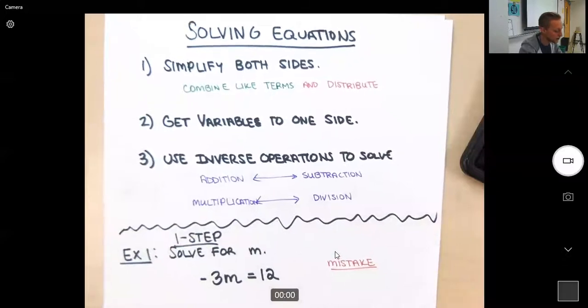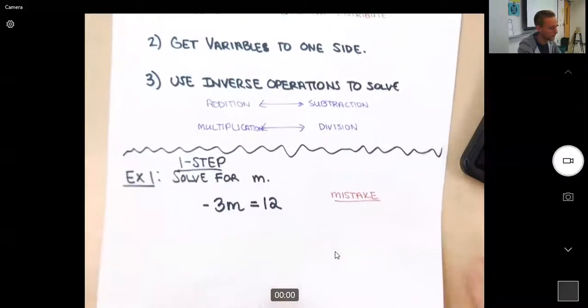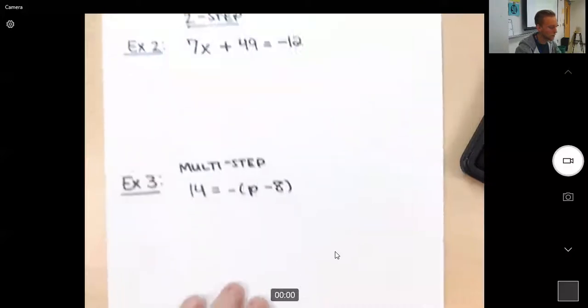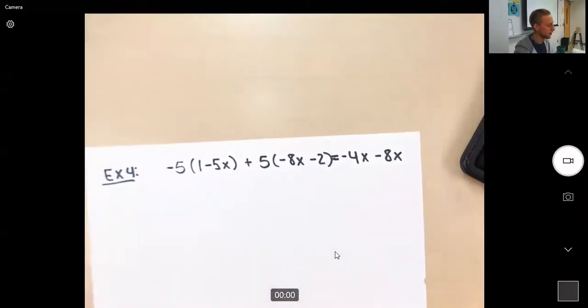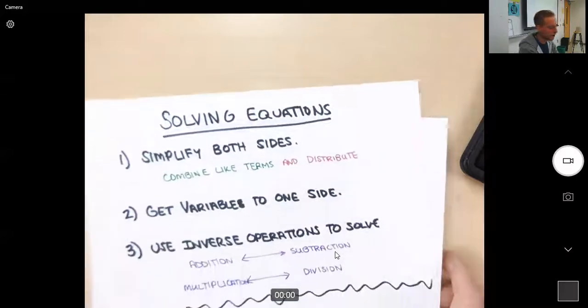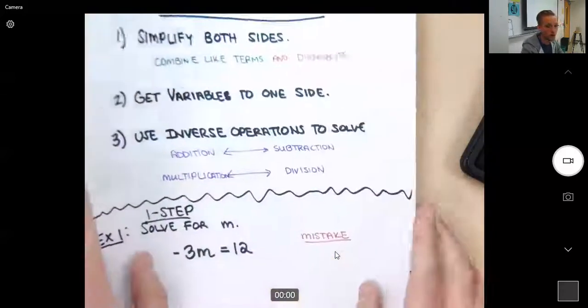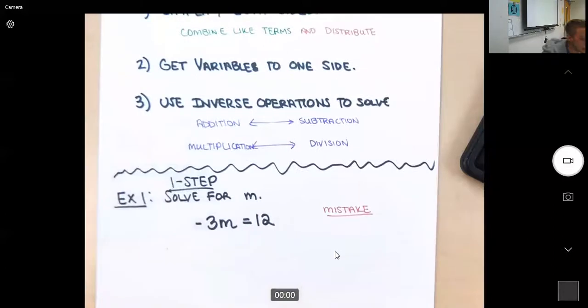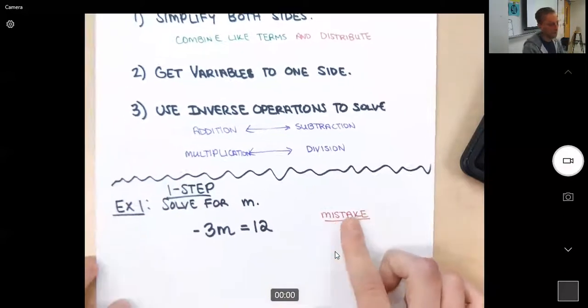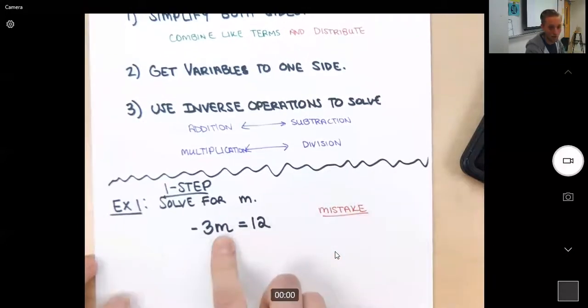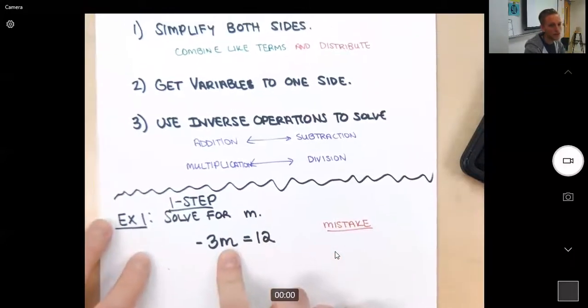So let's talk about what this looks like. I'm going to go through 4 examples. The first one's going to be 1 step. The second one will be 2-step. The third one will be multi-step. And the fourth one will be multi-step. As you can tell, they get more difficult as they go along, more complicated. The process for all of them is the exact same. All right. So once we finish the first one, I'm going to talk about a mistake people make with this problem. But let's go through our 3 steps.